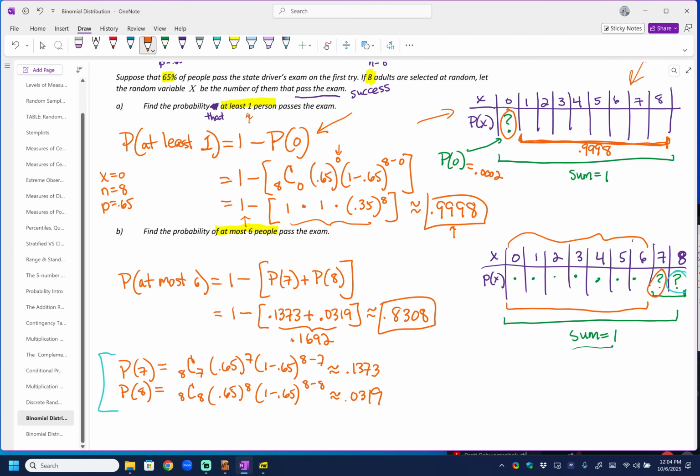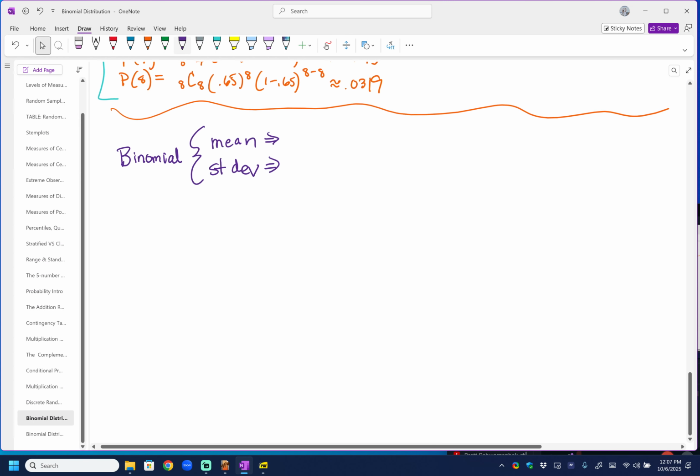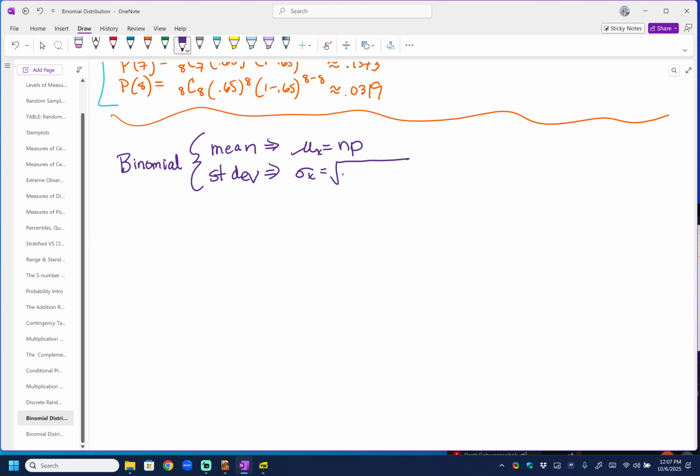The last thing we need to cover in this section is for binomial distributions, it is very valuable to know their mean and standard deviation. Each one is a unique formula. We have mu for our variable x is always going to be equal to n times p. And we have the standard deviation, our sigma, with our variable x is always going to be equal to the square root of n times p times 1 minus p.